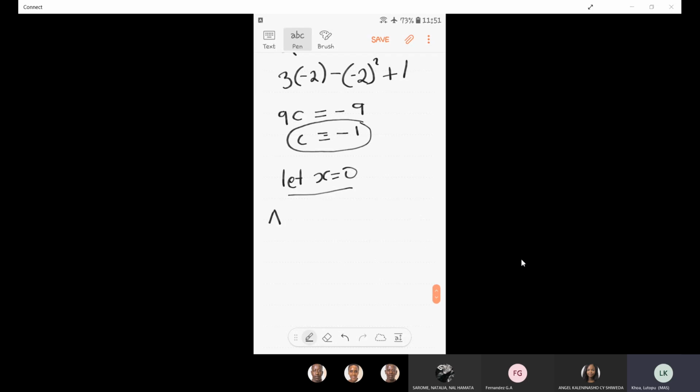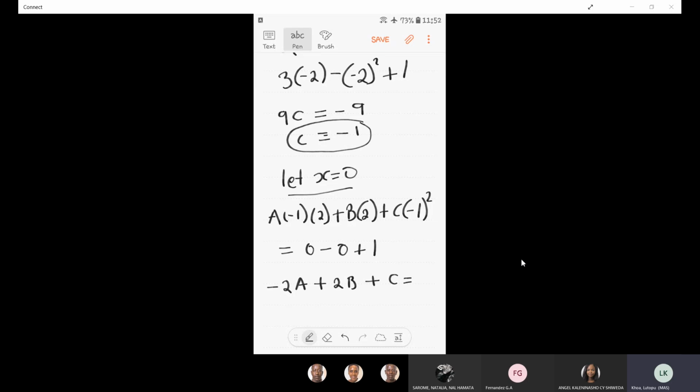So I will have A times minus 1 and then times 2, B times 2, then C times minus 1 squared, and then on the right hand side I will have 0, because it's 3 times 0, which is just 0, and then minus 0 squared, which is just 0, and then plus 1. Then I simplify, I have minus 2A plus 2B plus C. This is equal to 1.